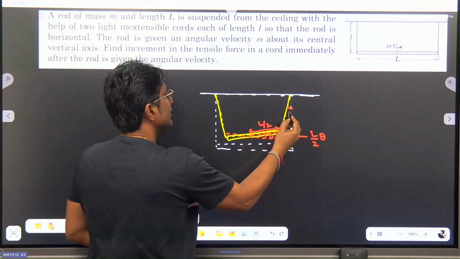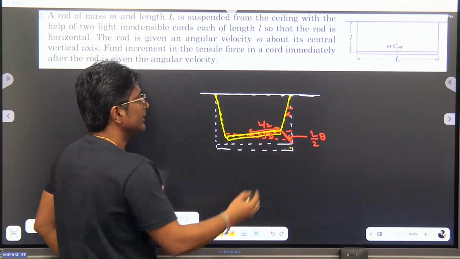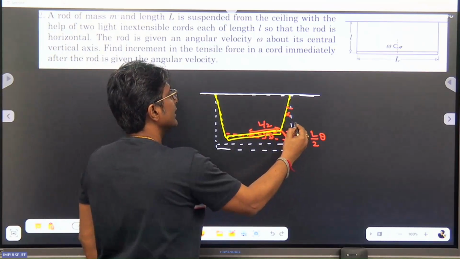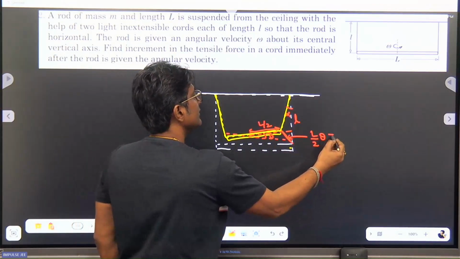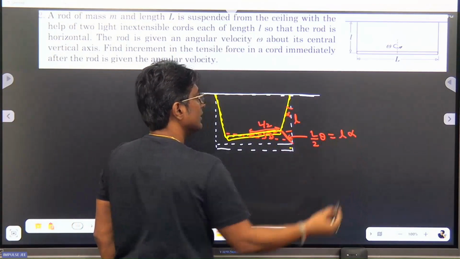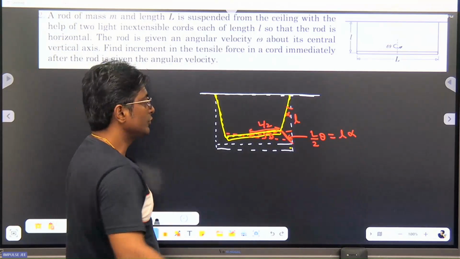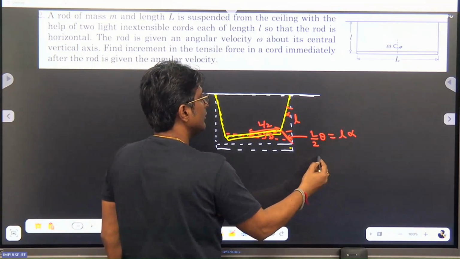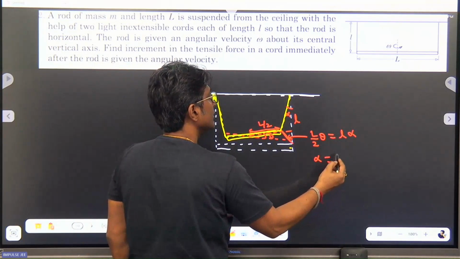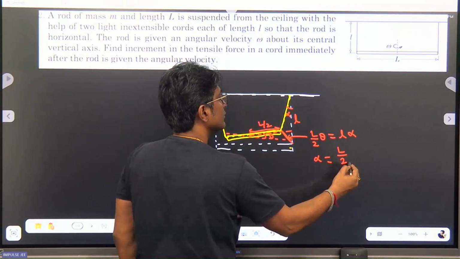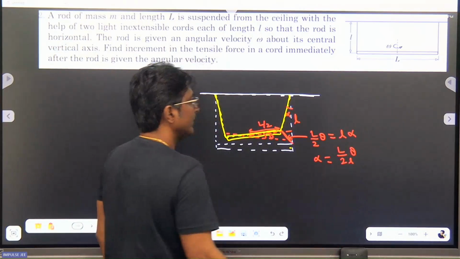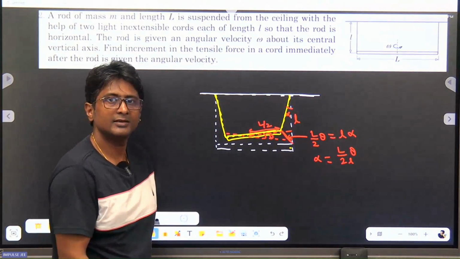And say if this angle is alpha, and this length was given as L, then simultaneously this is equal to L times alpha also. So from here, if we calculate the value of alpha, then this will be L by 2 times theta divided by L, that is alpha equals theta by 2. We can say this.